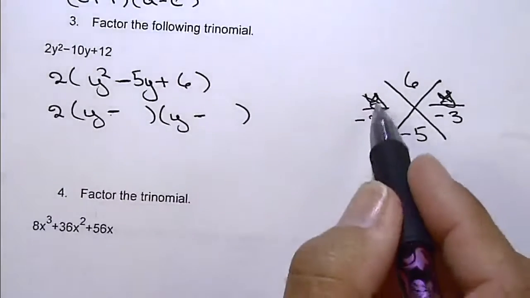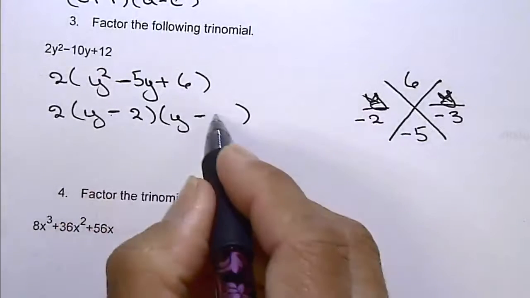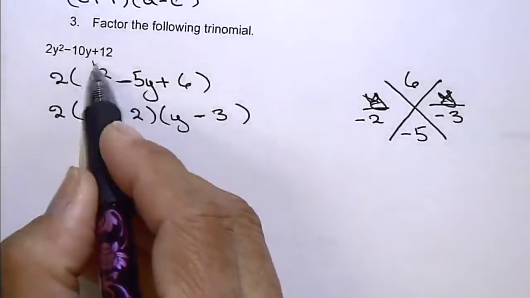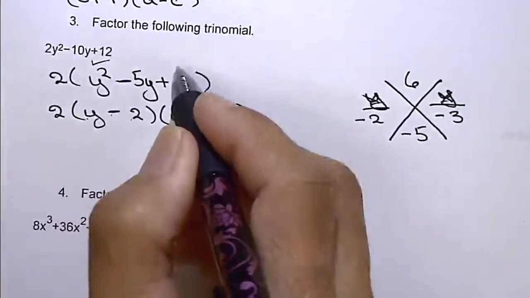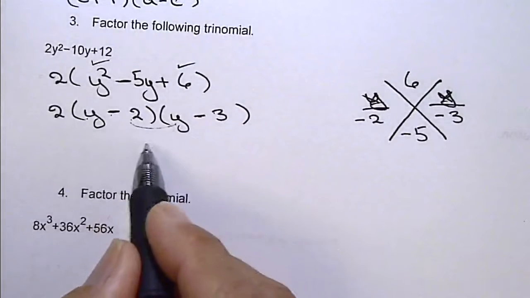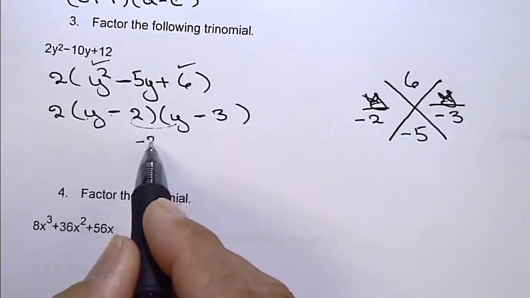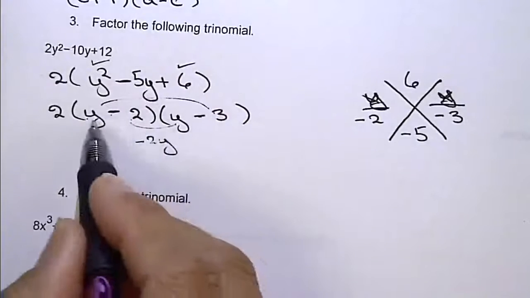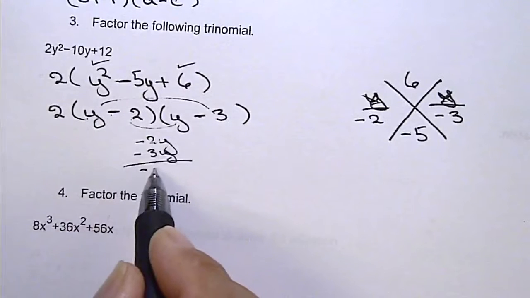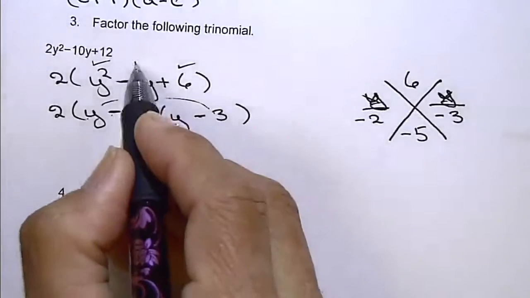This factor becomes y minus 2, and this one becomes y minus 3. Now, when you factor a trinomial, you FOIL it to check. So y times y gives me y squared. Negative 2 times negative 3 is positive 6. When I do these inside terms, that comes out to be a negative 2y. Outside, that comes out to be a negative 3y, and I combine them and get a negative 5y, which is my middle term.